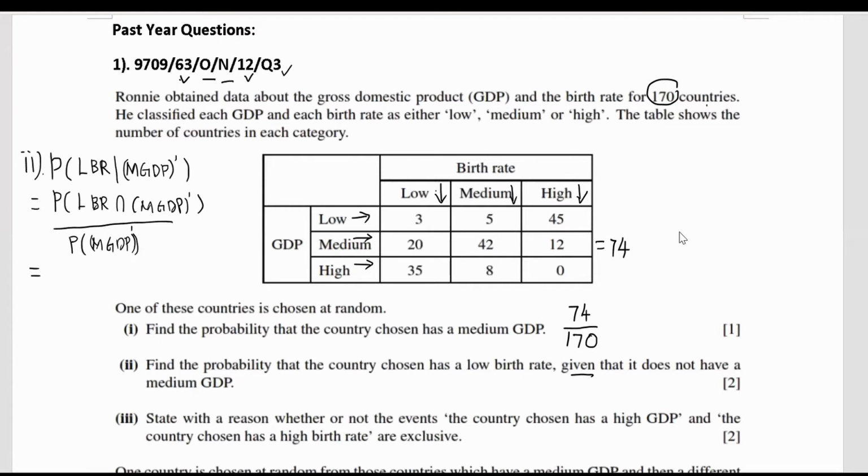So we will try to find the intersection between the low birth rate, which is the first column here, and does not have median GDP, which means we are looking at the low GDP or the high GDP. The total of them will be 3 plus 35, which is 38, divided by the total 170.